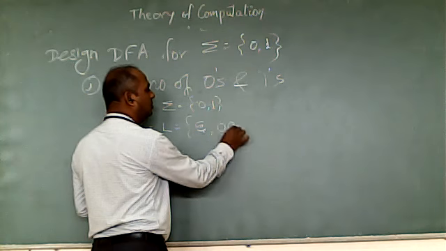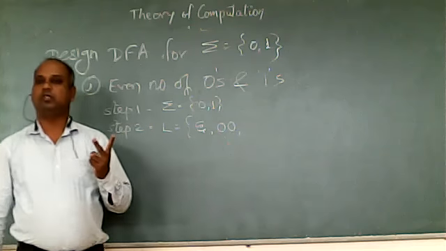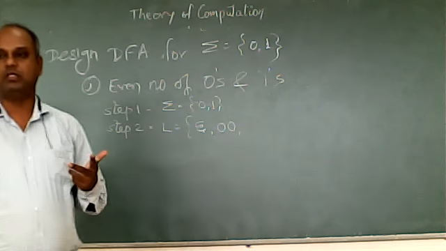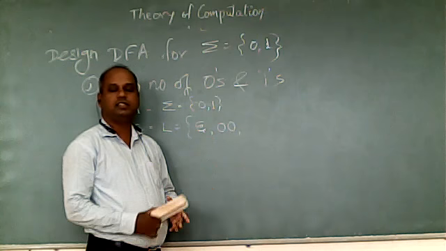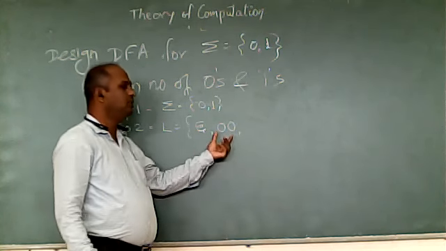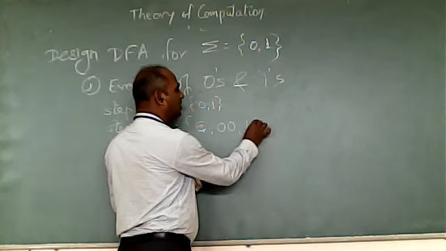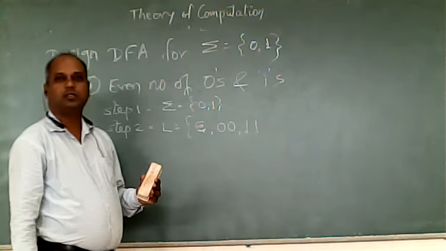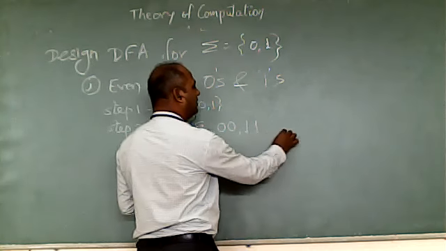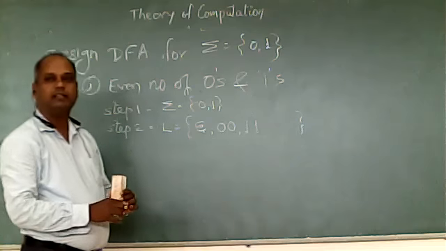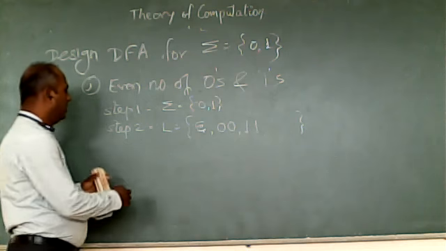The second valid string we can say is 0, 0. Why 0, 0? Because here zeros are coming 2 times, that is, the count is 2, and 2 is even. And the number of ones is 0 times, and 0 is considered even. So this is again an even number of zeros and an even number of ones. Likewise 1, 1: the number of zeros is 0 times and the number of ones is 2 times, so again even zeros and even ones. Likewise, this is the language which satisfies the given condition.